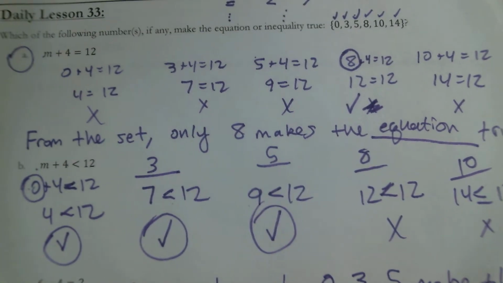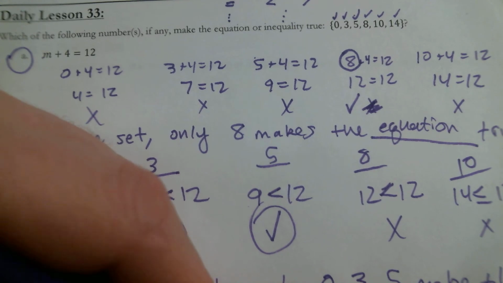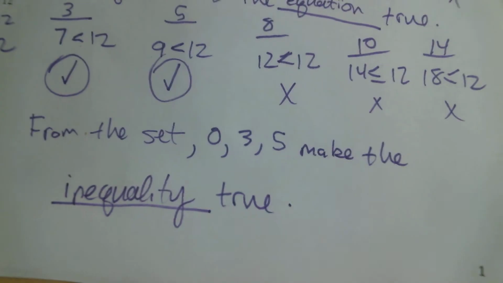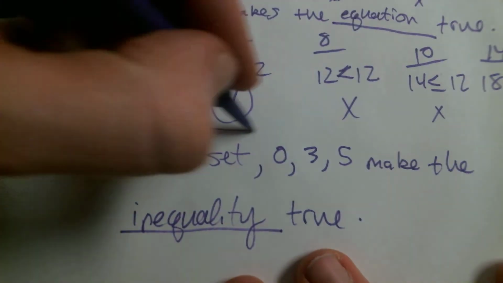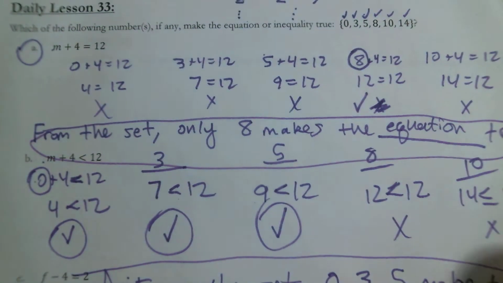Last time it was an equation because of the equal sign. This time it's an inequality. So from the set, 0, 3, and 5 make the inequality true. So this is our answer. That's our answer. So we got this one. We got that one. Let's go ahead and skip the third one and move to the next page.